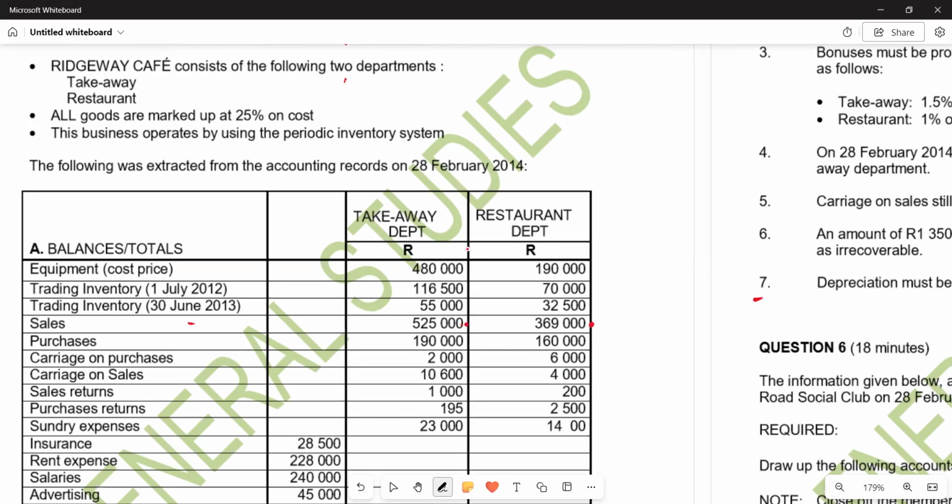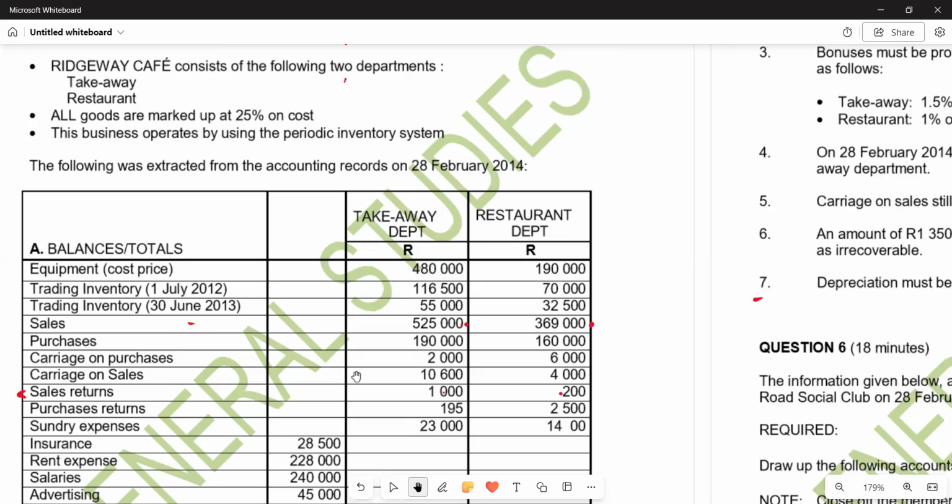Remember, we need to put the net sales figure in the income statement, so we look for sales returns. They reduce the amount of sales. We have them here: 1,000 for the takeaway department and 200 for the restaurant department. For takeaway, in brackets, our sales figure is 525,000, then we subtract the sales returns of 1,000. For restaurant, the sales figure is 369,000, and we subtract 200 as the sales returns.